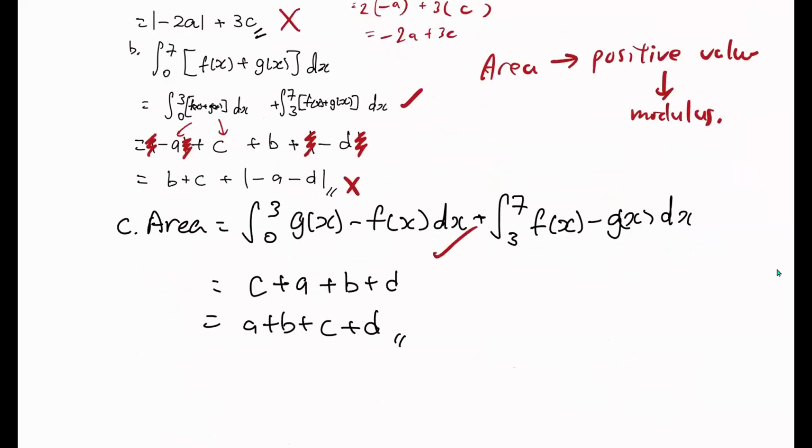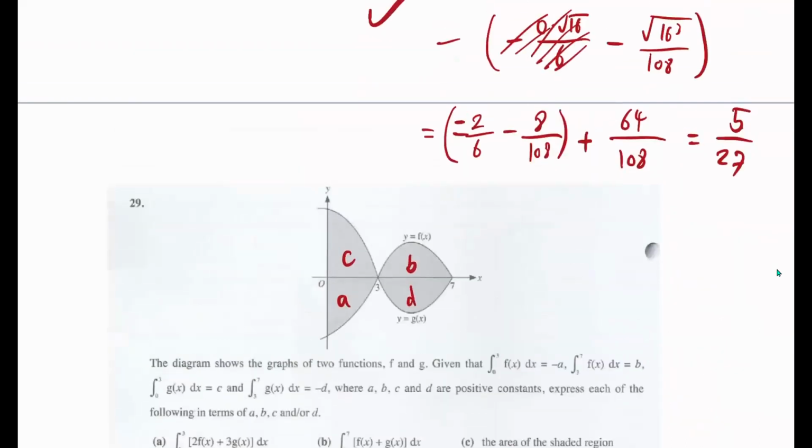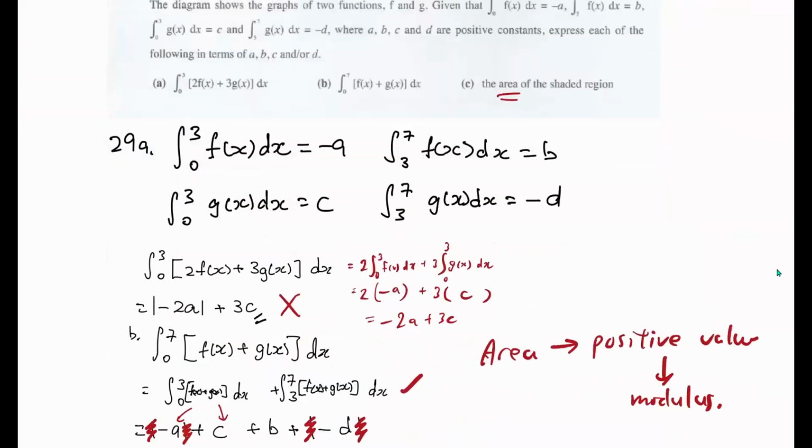But actually, sorry, it's actually a lot simpler. It's just a plus b plus c plus d. Right? Because you get the total area under the whole thing. Okay, good. Next one, let's go.